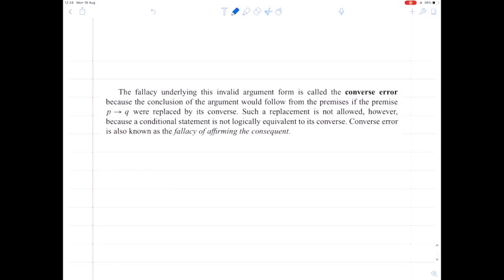So the fallacy underlying this particular invalid argument is called the converse error, because the conclusion would follow if the converse of the premise was used and was true. But remember, we saw that the converse is not always true.